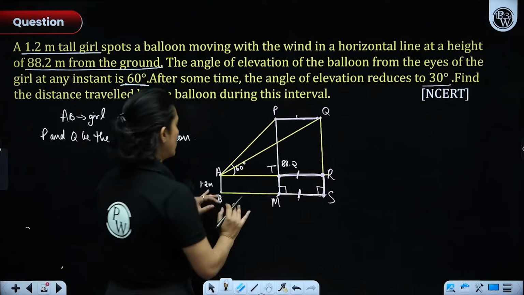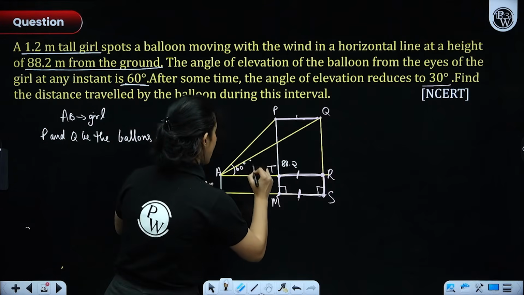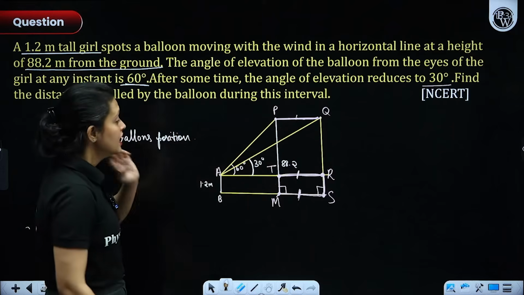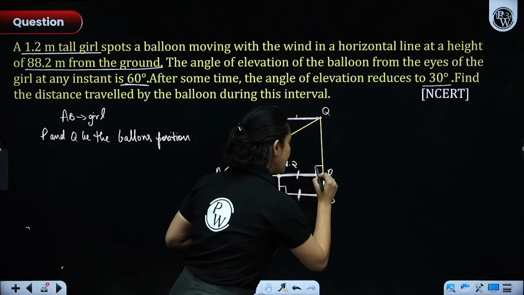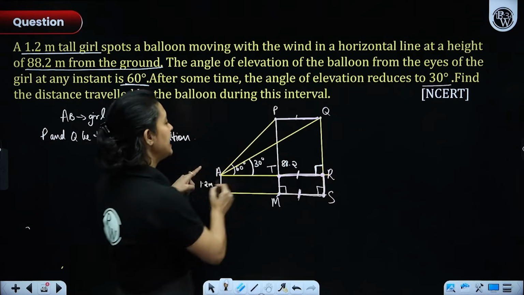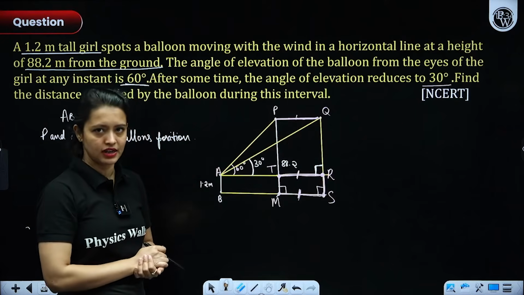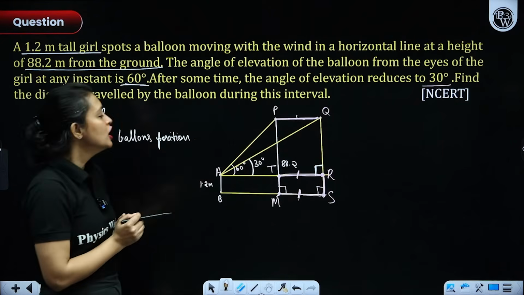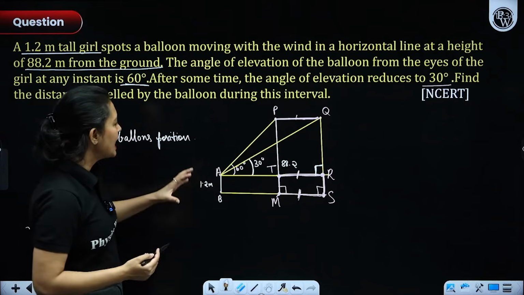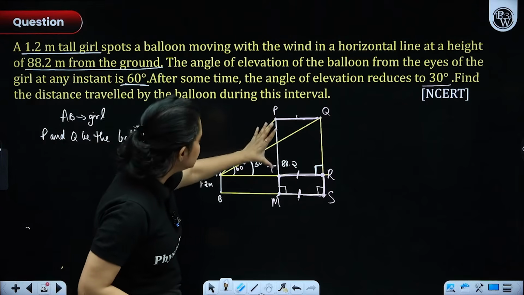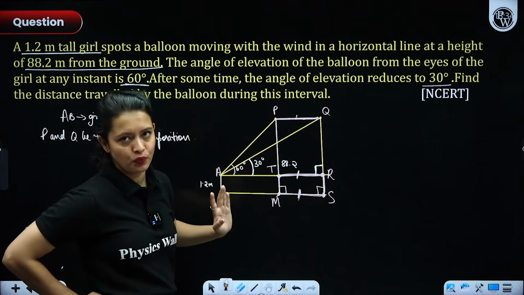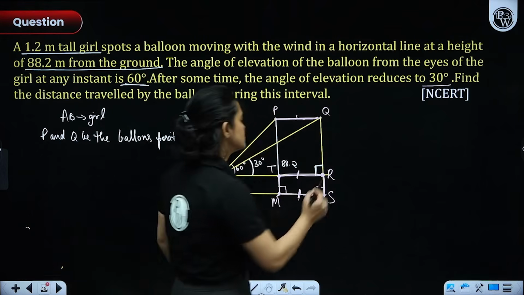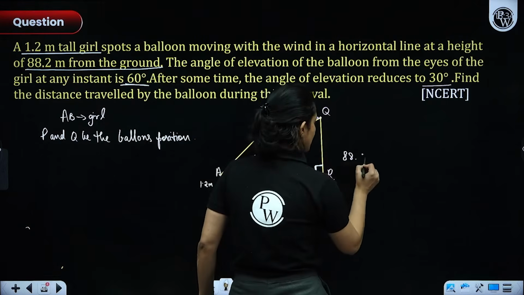So first of all, I know that this smaller angle is 30 degrees. This angle is 30 degrees. Now can you see a right angle triangle here? I can. This here, AQR, is one right angle triangle. Now if I talk about AQR here, what can I get? I know that this entire PM is 88.2. So that means this entire QS is also 88.2.